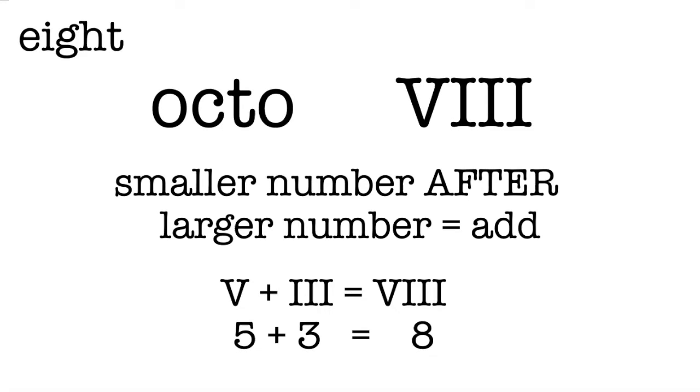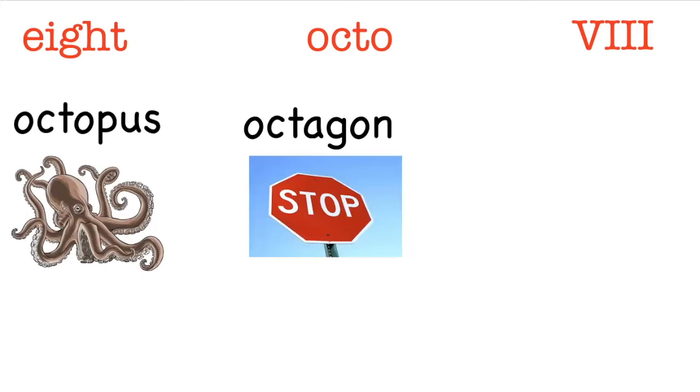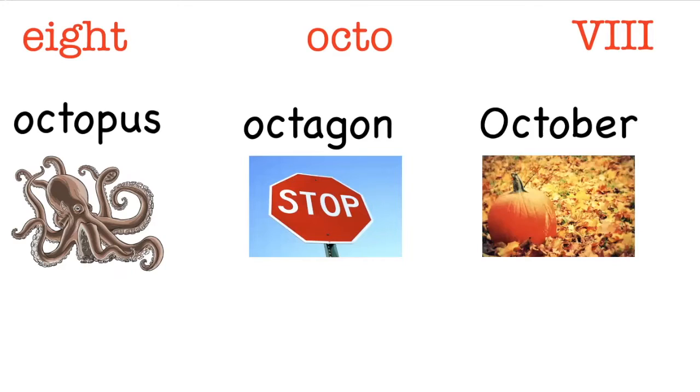So moving on to 8. The word is octo, and that's VIII. So again, we're adding. So this is V plus III. So 5 plus 3 gives us 8. And the derivatives we get from octo are, of course, octopus and octagon. And again, October, when it was named, it was the 8th month, even though it is the 10th now.